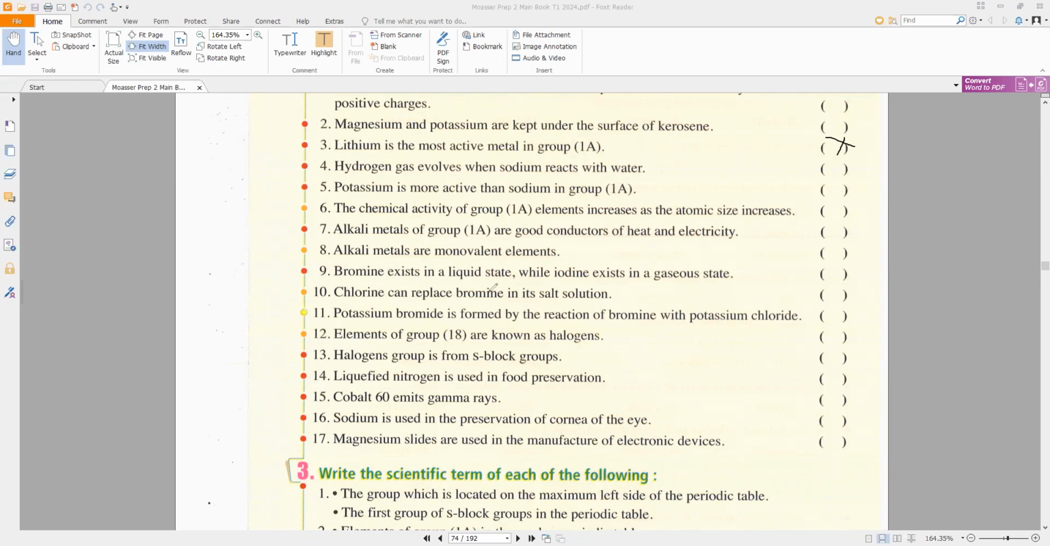Chlorine can replace bromine in salt solution. Right. Why? Because chlorine is more active than bromine. Halogen is from S block. No, there is no halogen in the S block. Magnesium oxide is used to manufacture electronic devices. No, it's silicon oxide.